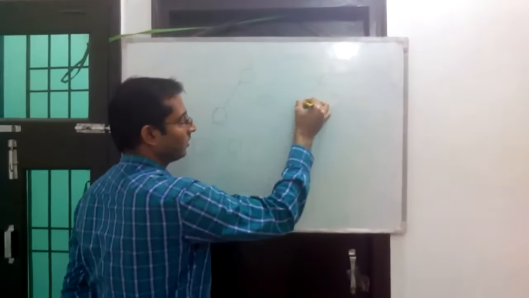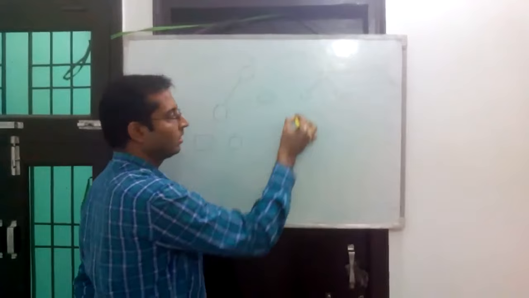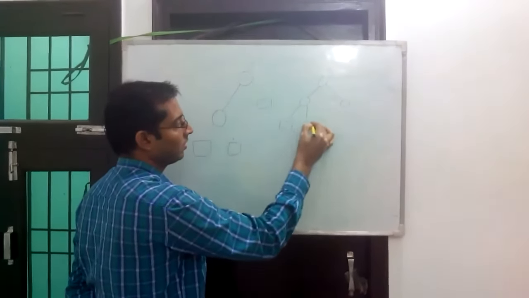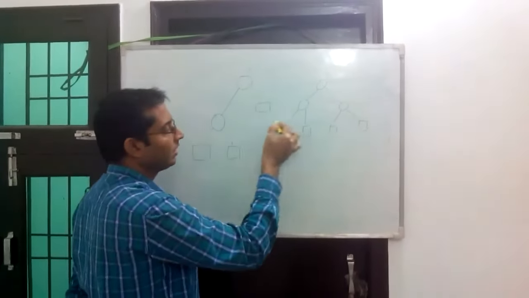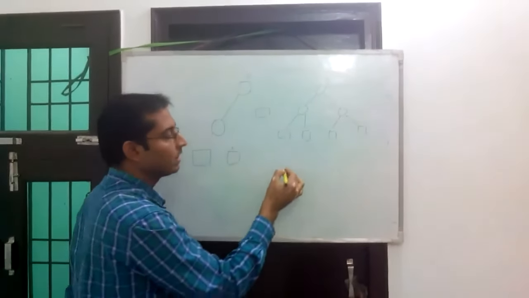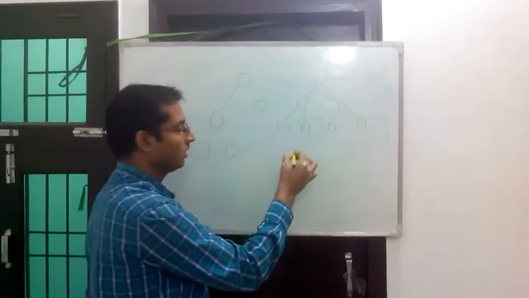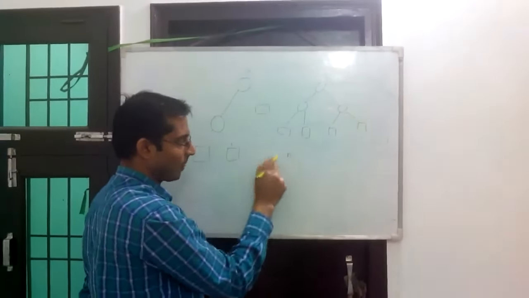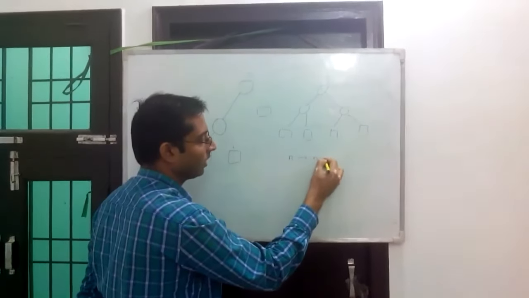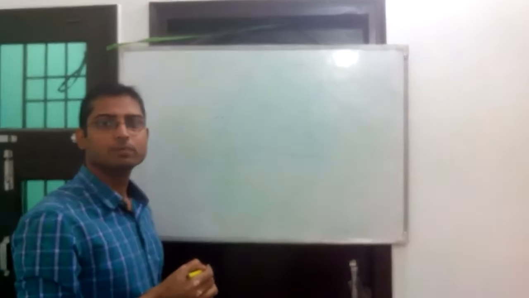When I consider 3 nodes, we have 4 null branches. It means the total number of null branches is 1 more. So with n number of nodes, we get n plus 1 null branches.